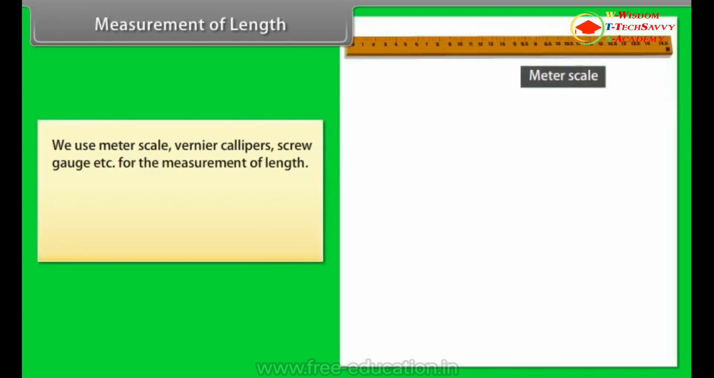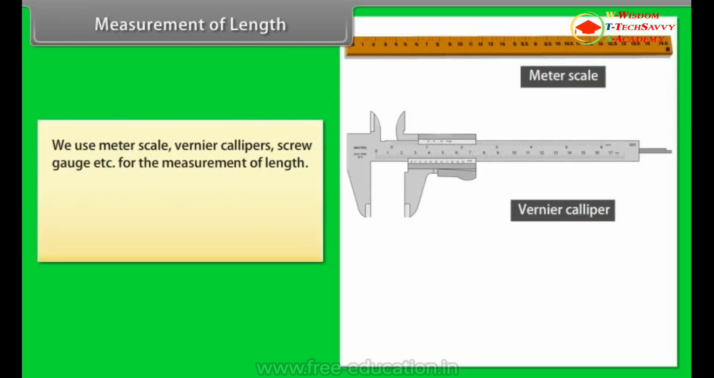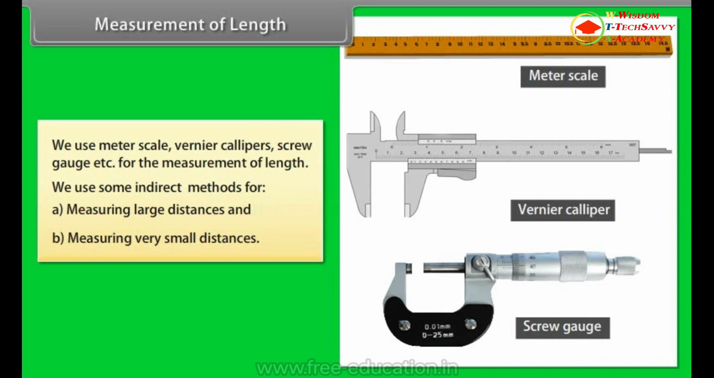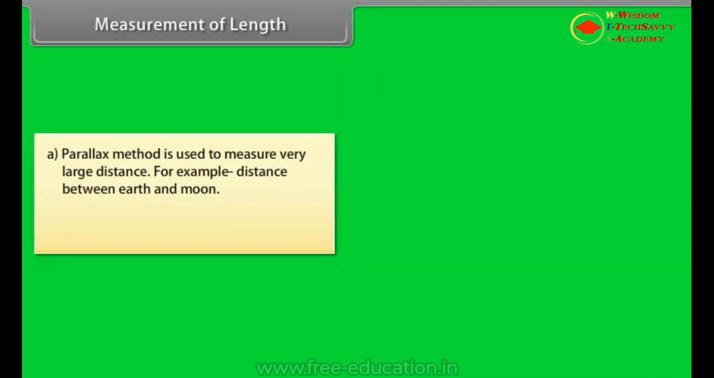Measurement of length. As you know, we use meter scale, vernier calipers, screw gauge, etc. for the measurement of length. We use some indirect methods for A. Measuring large distances and B. Measuring very small distances. A. Parallax method is used to measure very large distances. For example, distance between Earth and Moon.